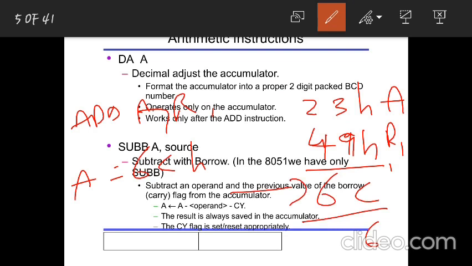So if you convert this 6C into binary, what you will get is 0110 and C is nothing but 1100. For that you need to add 6. You need to add 6 under this nibble because this is greater than 9. This one is not greater than 9. So here I will add 0110.